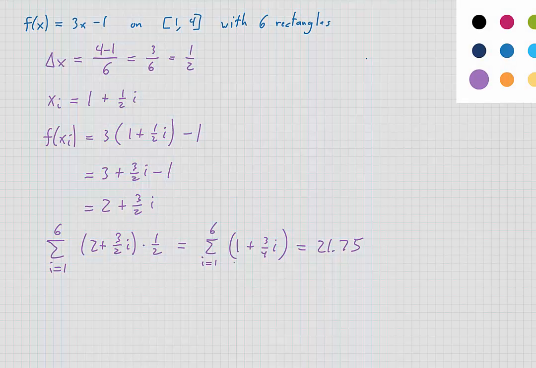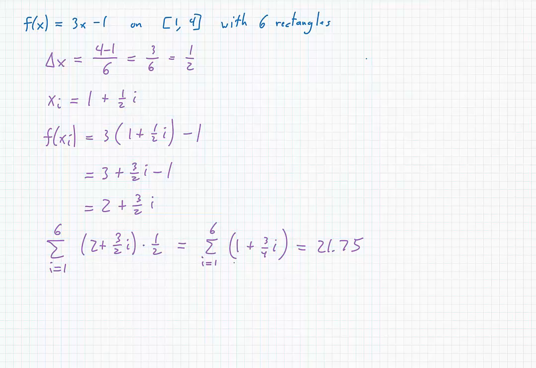What happens if we want to do the same kind of approximation but use the left endpoints? Well, all we need to do is replace i with i minus 1. In other words, we want our left endpoints to have a subscript that is 1 less than the actual number of the interval. So we can still think of this as a summation, i equals 1 to 6, but now it's going to be of 1 plus 3/4 times i minus 1. And that's the only adjustment we need to make. We can replace i with i minus 1.